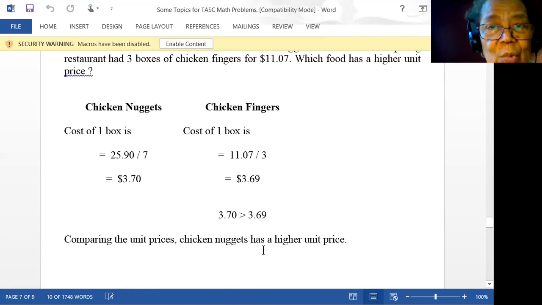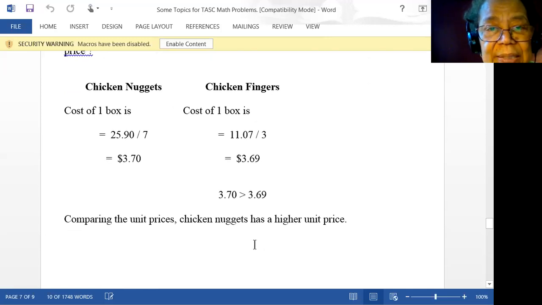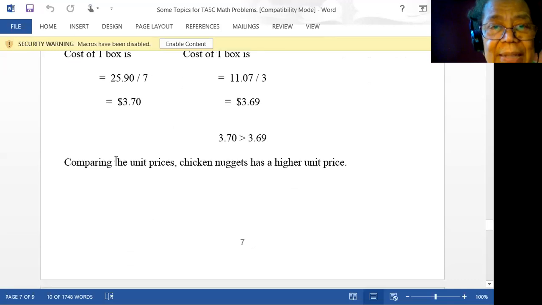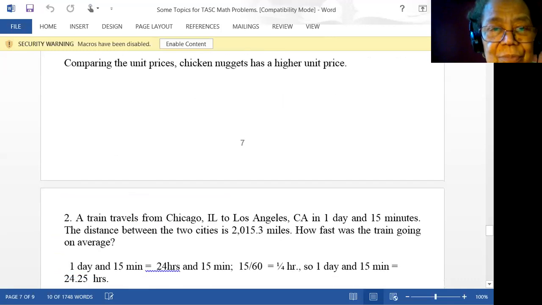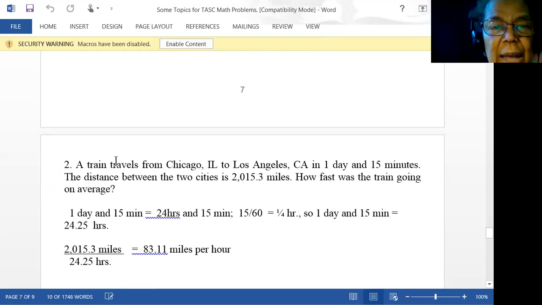Now, which food has the higher unit price? The 3.70, because it's greater than the 3.69. So the chicken nuggets has the higher unit price. All right. Now let's look at applying this for, say, travel.